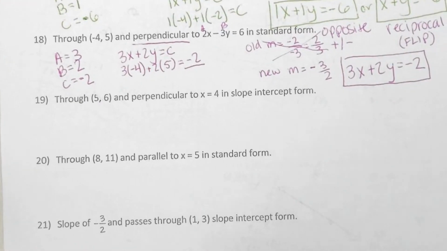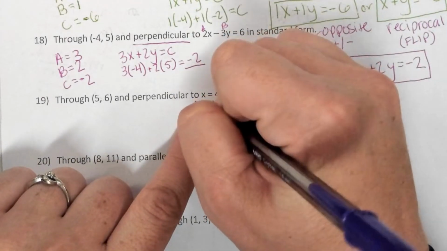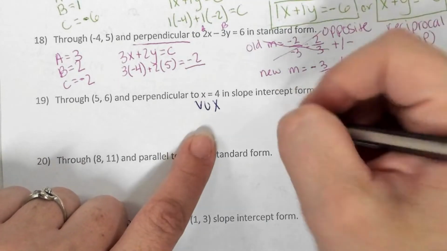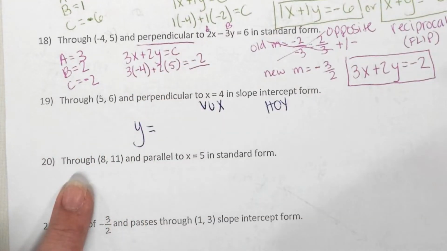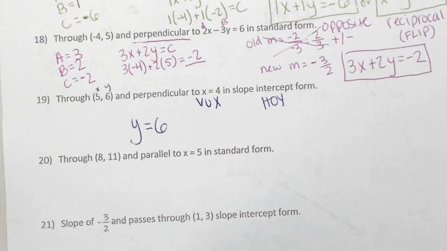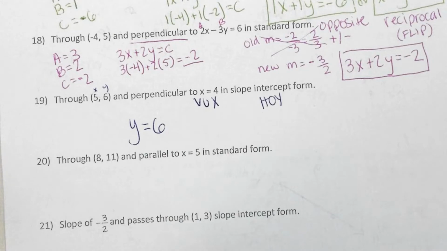Okay, let's look at 19. 19 says through 5, 6 and perpendicular to x equals 4 in slope-intercept form. Well, x equals 4 is what kind of equation? It's a vertical line. What's perpendicular to a vertical line? A horizontal line. So we're looking for a y equals equation. Well, what does y equal? There's your answer. Doesn't matter what form it tells me, there's no other way to write that equation. Okay?